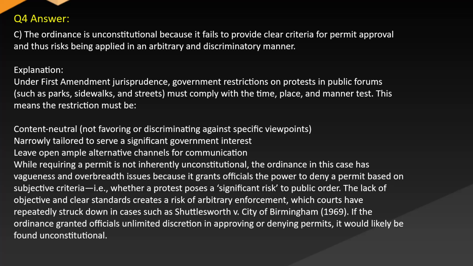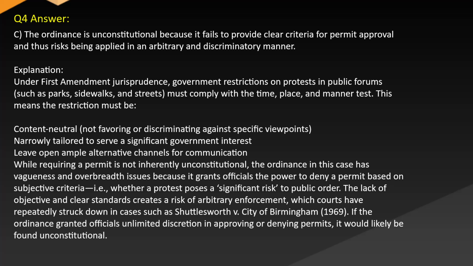the ordinance in this case has vagueness and overbreadth issues because it grants officials the power to deny a permit based on subjective criteria: whether a protest poses a significant risk to public order. The lack of objective and clear standards creates a risk of arbitrary enforcement, which courts have repeatedly struck down in cases such as Shuttlesworth v. City of Birmingham, 1969. If the ordinance granted officials unlimited discretion in approving or denying permits, it would likely be found unconstitutional.